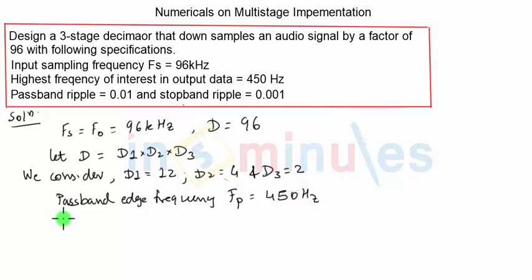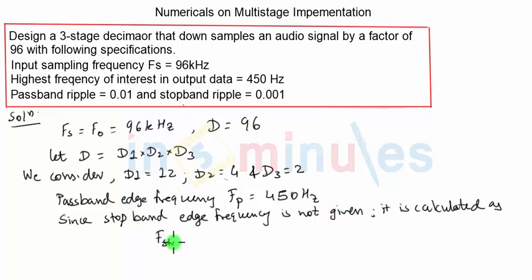And the stopband edge frequency is something that we will also require. Since the stopband edge frequency is not given, it is calculated as f-stop equal to Fs, the input sampling frequency, divided by 2D, because Fs by 2D will be nothing but the last frequency that I'll be requiring in the data signal. So Fs by 2D will make it 96k by 2 into 96, which will be 500 hertz.